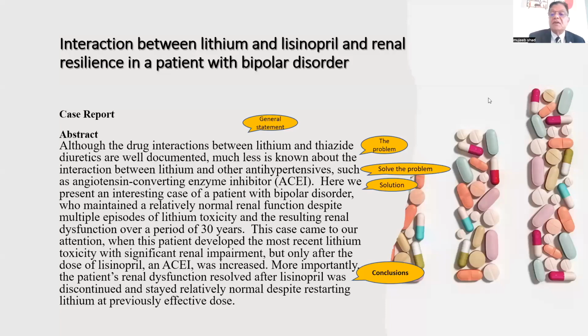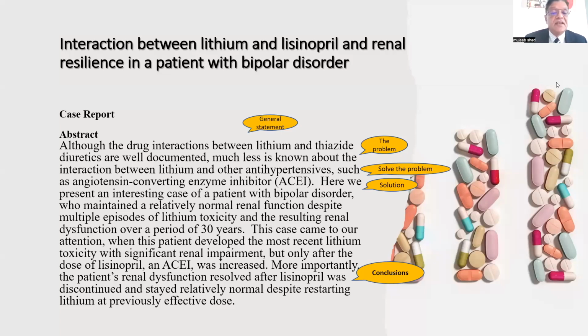So now I'm coming to one of the most important parts, and this is the last section of this presentation. I'm giving you an abstract example and how to divide it into various headings, which are very simple to understand and how they can help you.